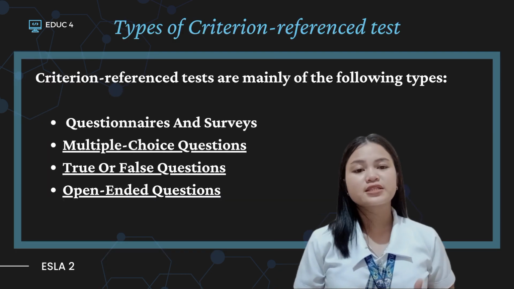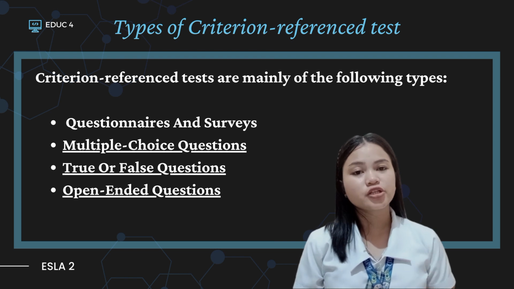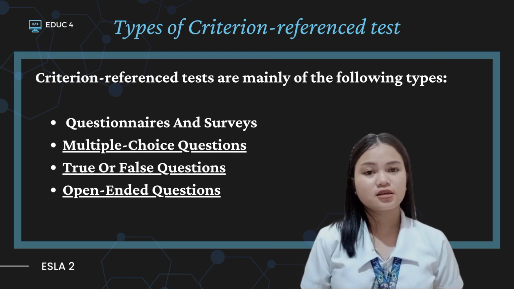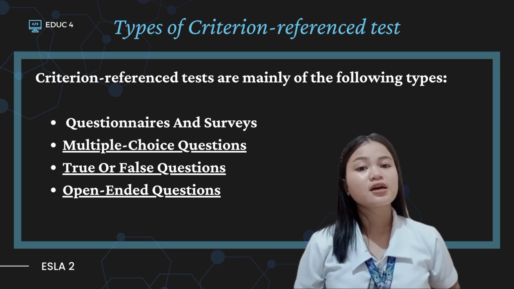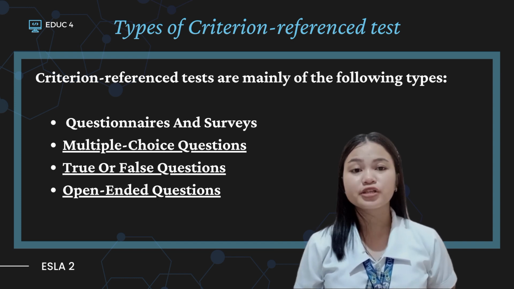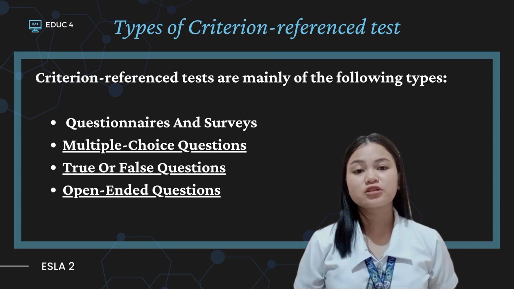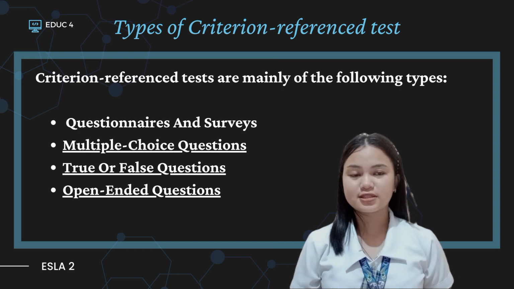These are the types of criterion reference tests. First is questionnaires and surveys. Second is multiple choice questions. Third is true or false questions. And last is open-ended questions.